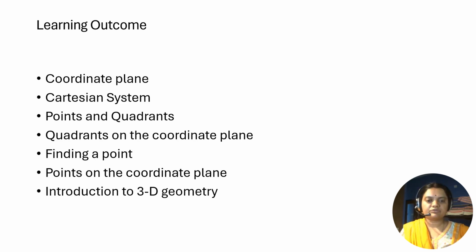The learning outcomes of this chapter are the coordinate plane, the Cartesian system, points and quadrants, quadrants on the coordinate plane, finding a point, points on the coordinate plane, and introduction to 3D geometry.